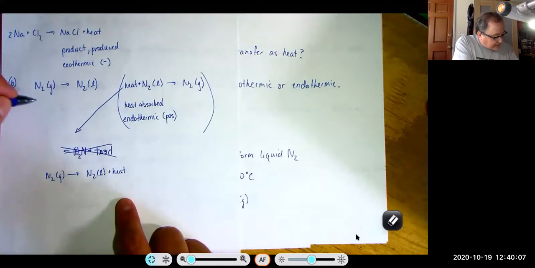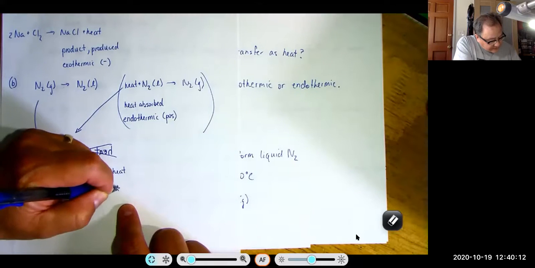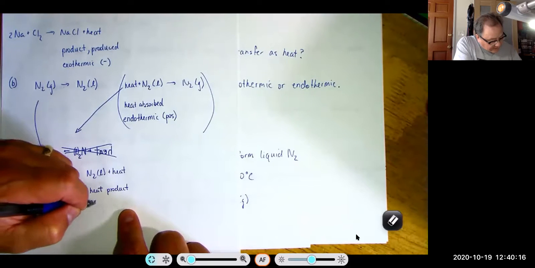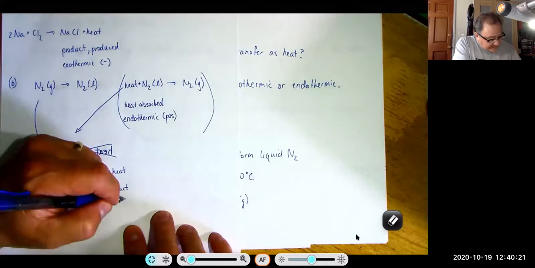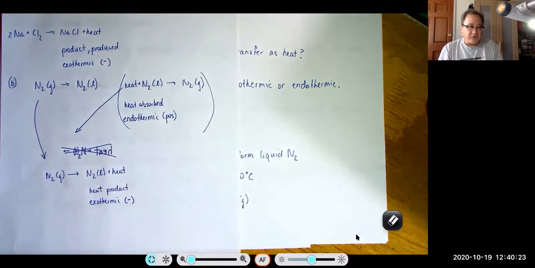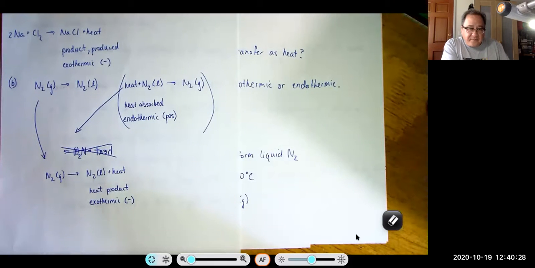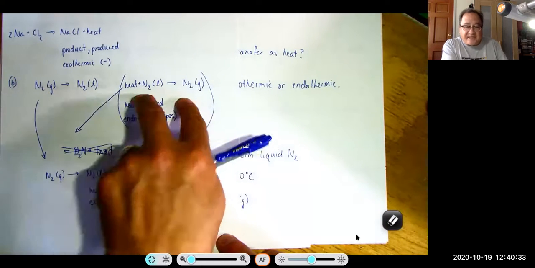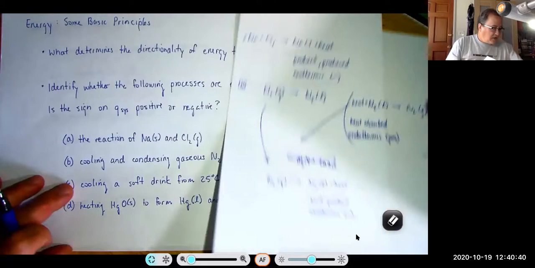So for this reaction here, heat is produced. So that means that this is exothermic. And since the reaction is losing heat, this is negative. So are there any questions on how I did B? Now, some of you are smart enough where you don't need to reverse this and make it make sense and then just accept the opposite. But this is what I do. Okay.